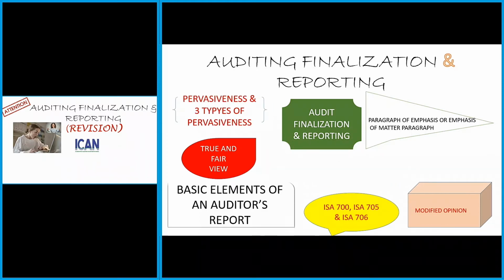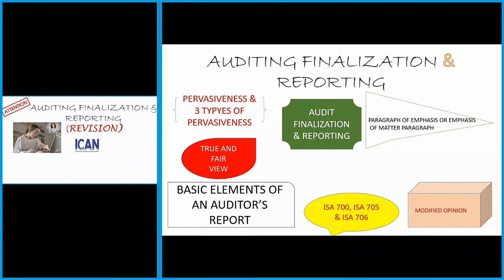What is pervasiveness? We are going to be looking at what pervasiveness really means and the three types of pervasiveness, because we need the knowledge about what pervasiveness really is in order for us to actually understand what a qualified or modified opinion is, what adverse opinion is, what disclaimer opinion is. So we are going to be looking at it so that we can have a broader view of it.